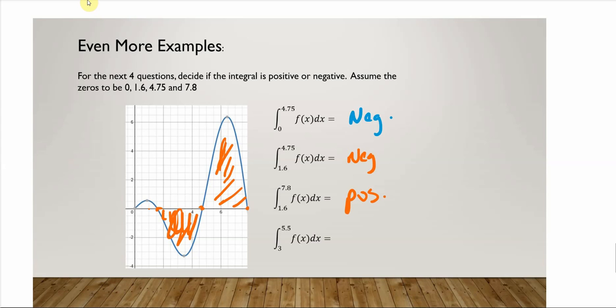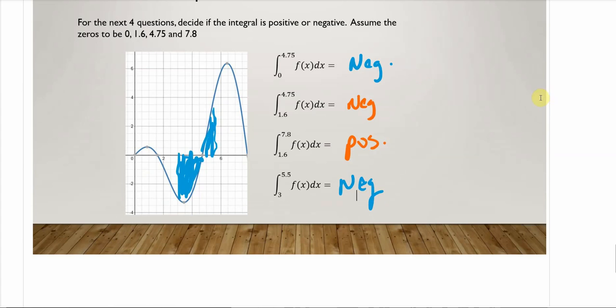And what about from 3 to 5.5? Let me find my 3 first. My 3 is going to be right here. And 5.5 is going to be, this is 5, 5.5 is going to be here. So I'm going to be looking at this versus this. And guess what I noticed? There's more on the bottom than above, so my answer will be negative. Okay? And that concludes my properties video.